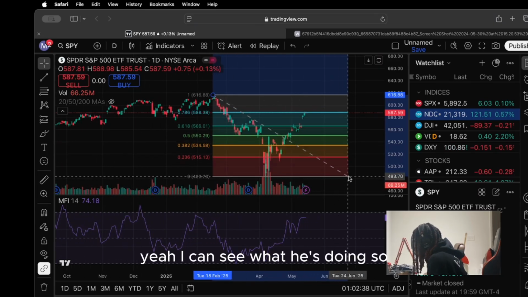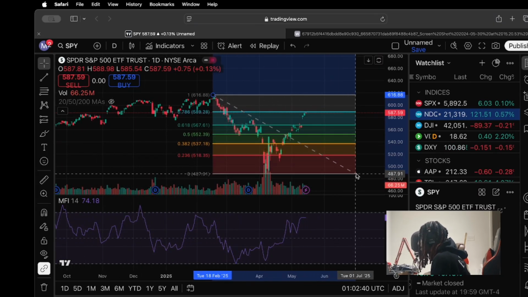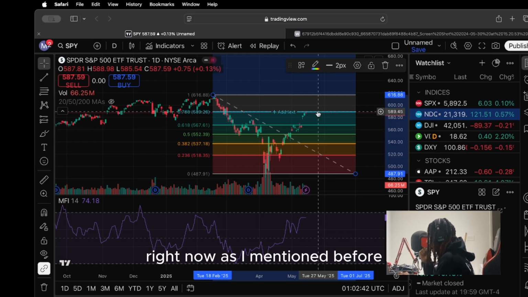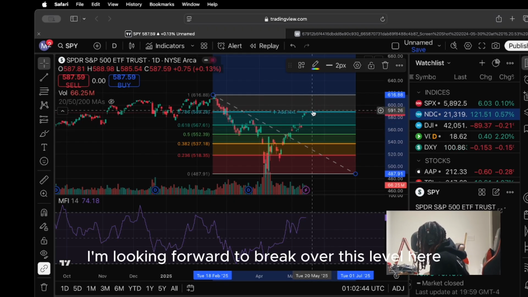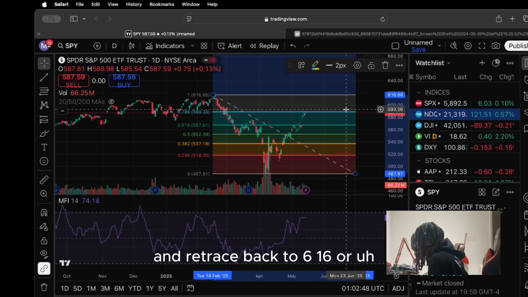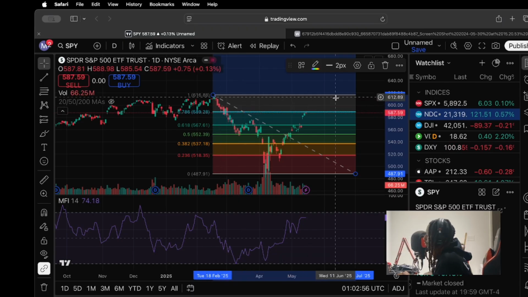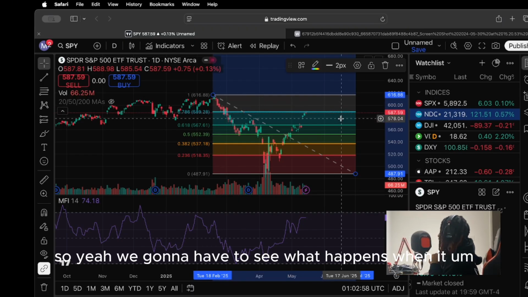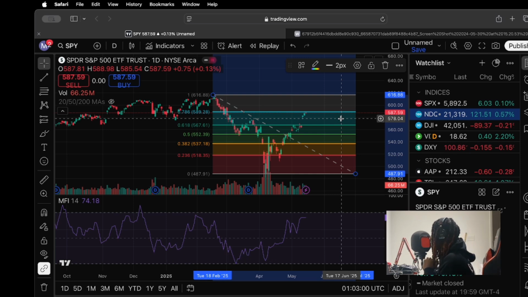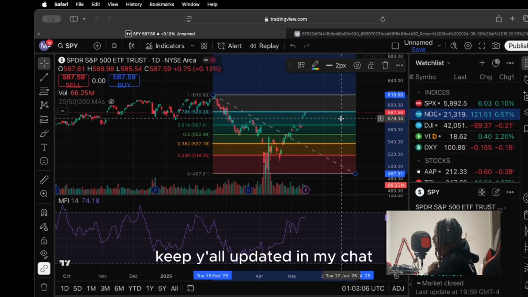Yeah, I can see what it's doing. So right now, as I mentioned before, I'm looking forward to break over this level here and retrace back to 616 or 613, I'm sorry, the previous high. So yeah, we're gonna have to see what happens when it opens up tomorrow. Market's going crazy. A lot of news being released. Keep y'all updated in my chat, man.